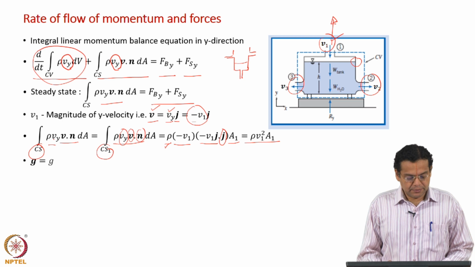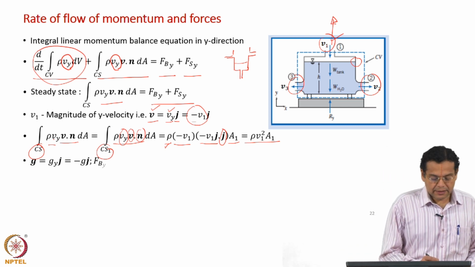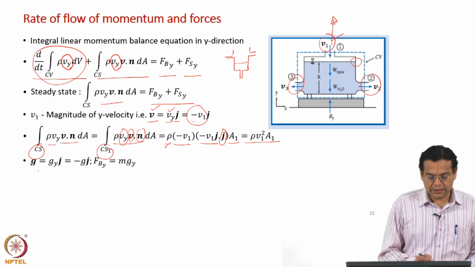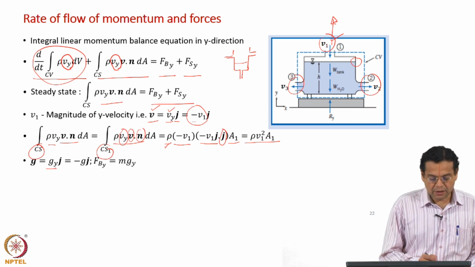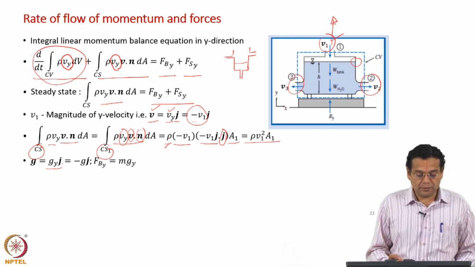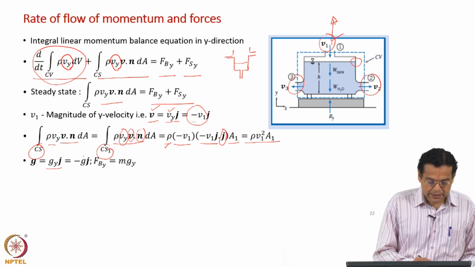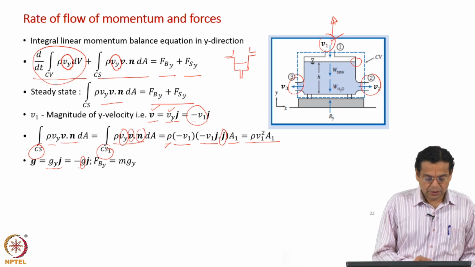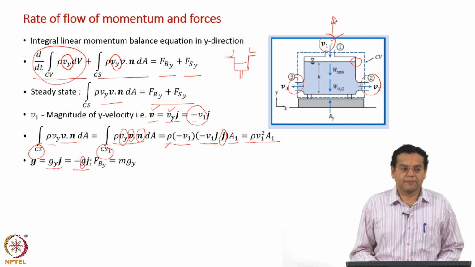resulting in a positive sign for this rate of momentum term. Now, coming to the gravity vector, it has only one component here once again, the component of gravity along the y direction, g y along with the vector j. If you write in terms of magnitude, g is 9.81, and because it is along the negative y axis, it is minus 9.81 j.